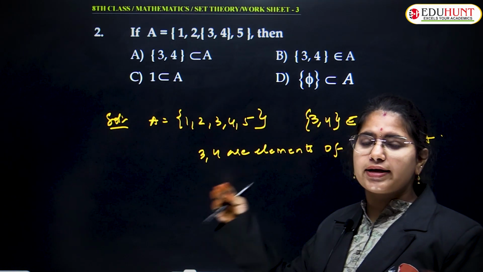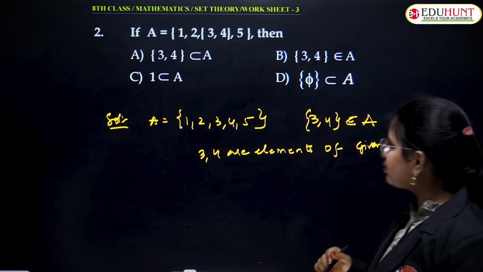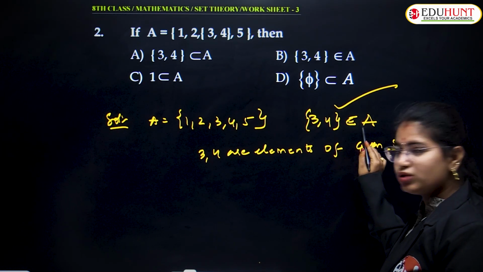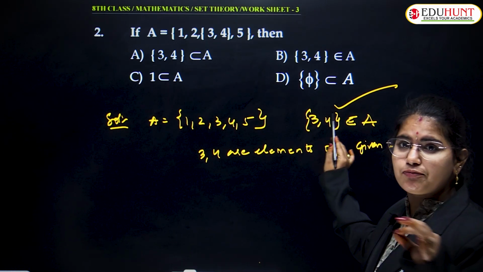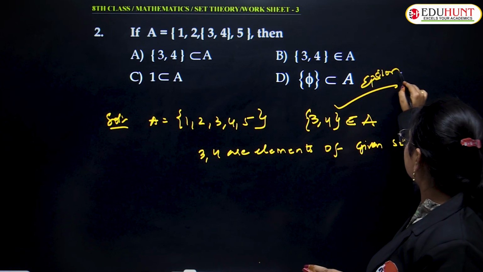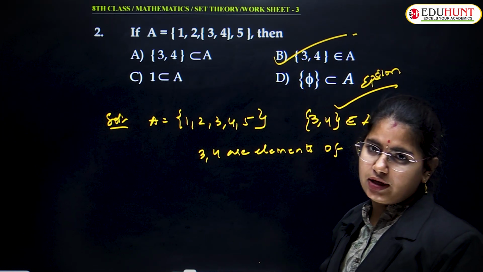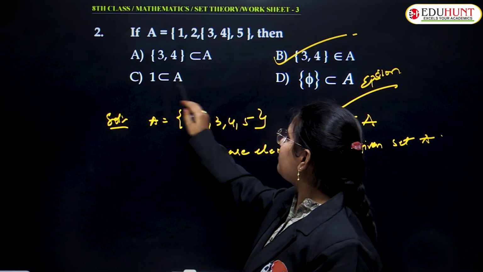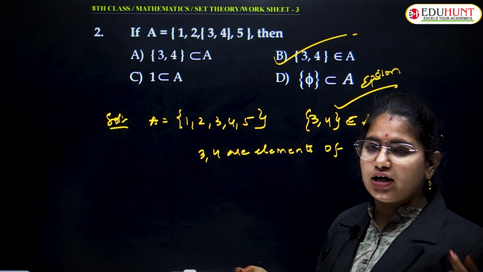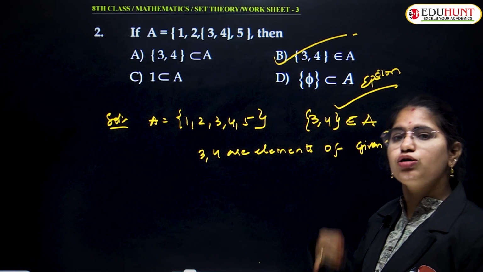If you want to express that 3, 4 belong to a particular set, this is the notation. Already I told you, it is also called epsilon. So 3, 4 belongs to A. So option B will be correct. Next, 1 is a subset of A? No, 1 belongs to A. 1 is not a subset. Null set also belongs to A.